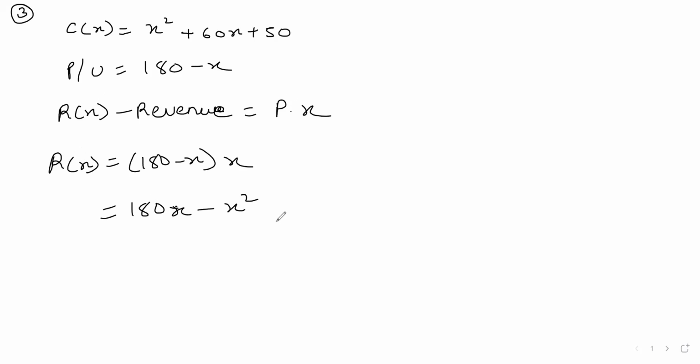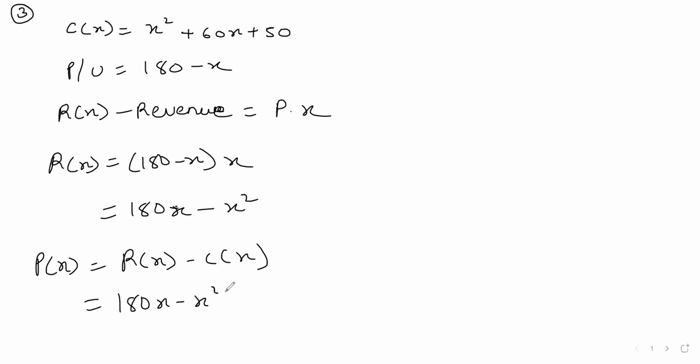See, you want profit to be maximized. Now, when will the profit occur? Only when you have sold the goods. If you sell all the units at 180 minus x per unit price, then that is your revenue. So revenue is price into x. This is your revenue. Your profit is revenue minus cost. So 180x minus x square minus x square minus 60x minus 50.